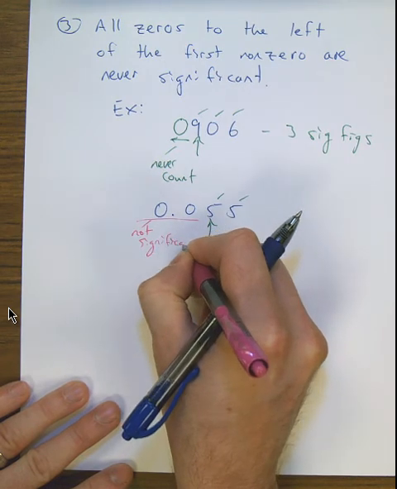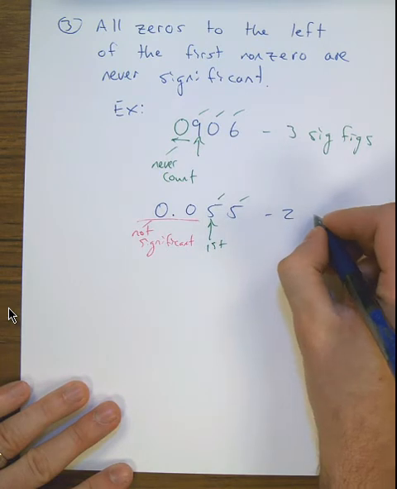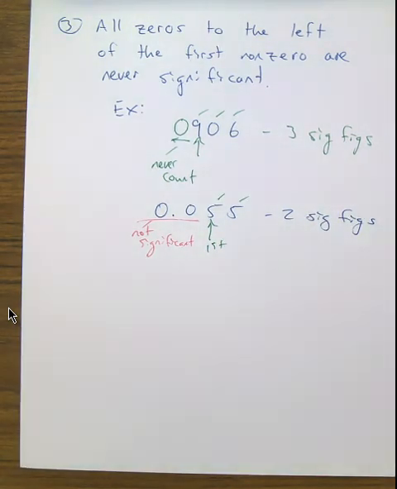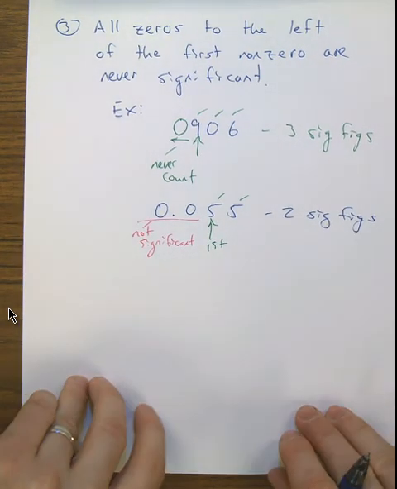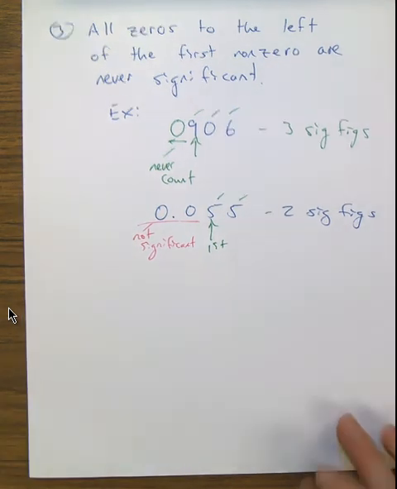And because of that, this number right here has a total of 2 sig figs. All right, we're going to begin with the last rule. Now the last rule is the only tricky one. So far you got it. Let's just review what we've learned so far.